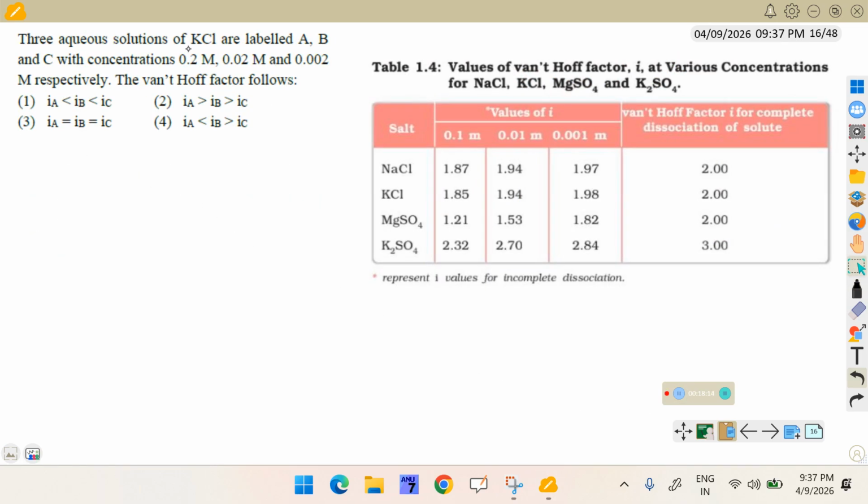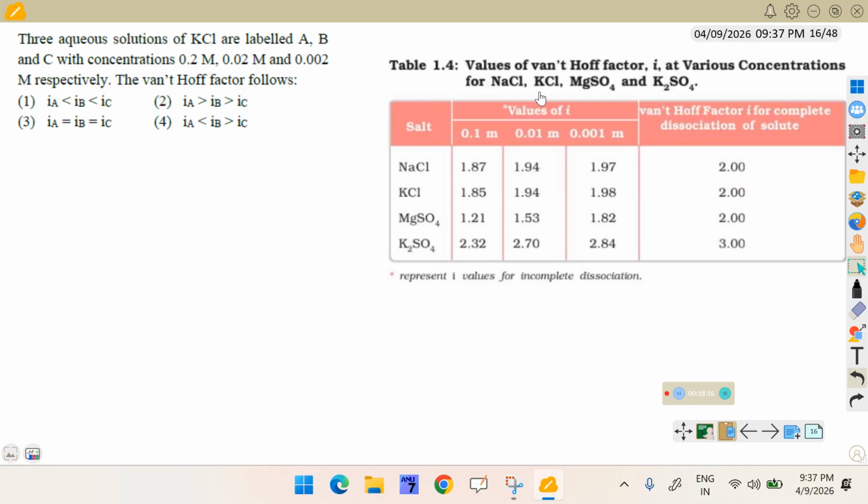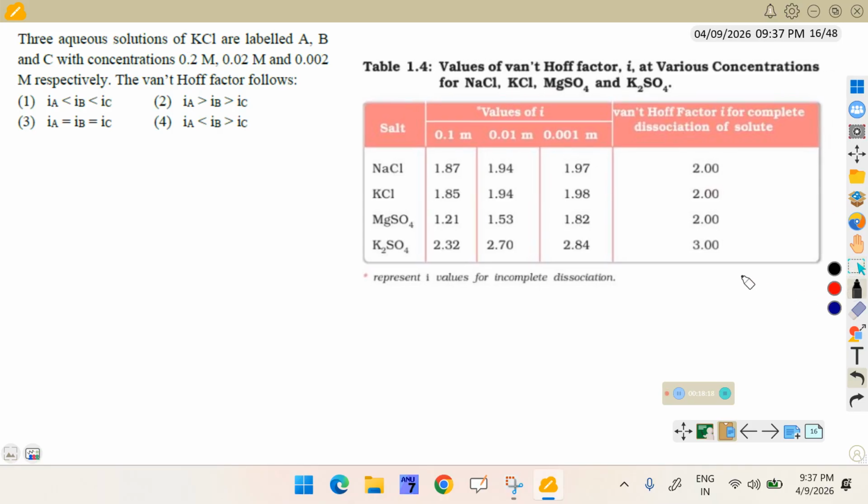Three aqueous solutions of KCl are A, B, C with concentrations 0.2, 0.02, 0.002 molar respectively. Then van't Hoff factor: if the concentration decreases, then the van't Hoff factor value increases. Based on that, iA less than iB less than iC.